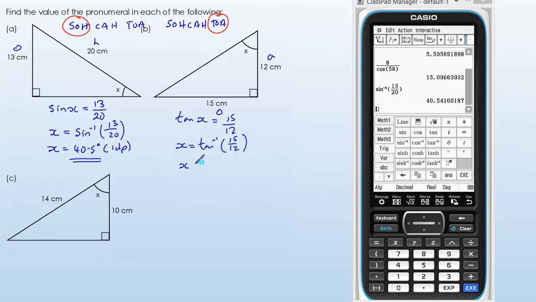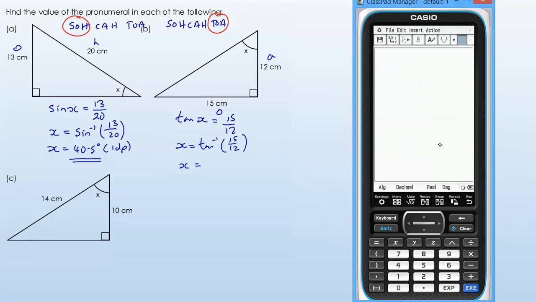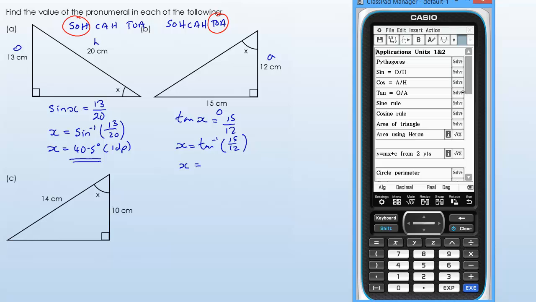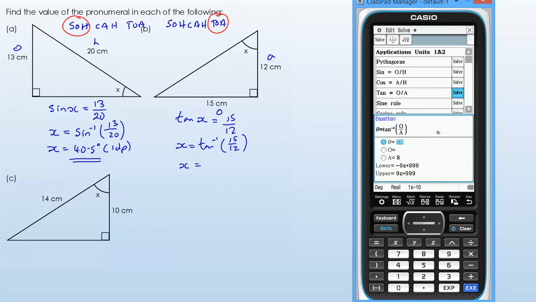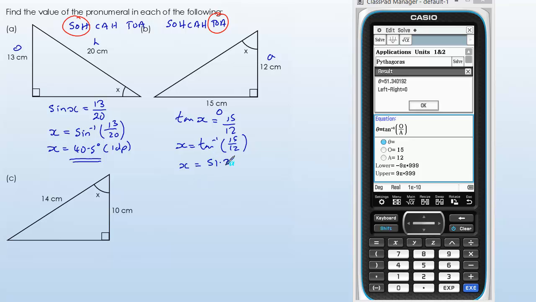But this time I'm going to use an eActivity to do that. So let's go to my eActivities, and we're using the tan this time, so we'll go for this one here. And notice how we've got tan minus 1 O over A just here. So we're finding the angle. We know that the opposite is 15, and we know the adjacent is 12, and then just click on solve, and we get 51.3 degrees if we go to 1 decimal place.